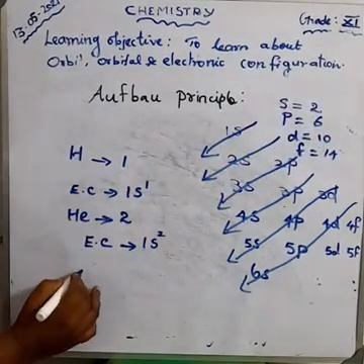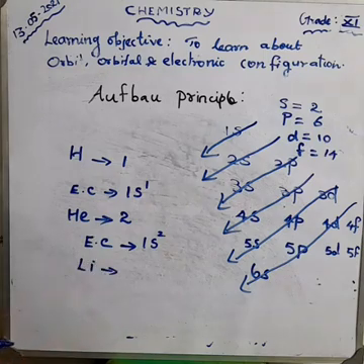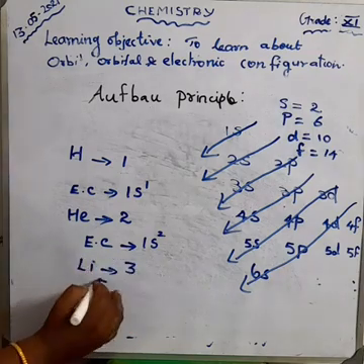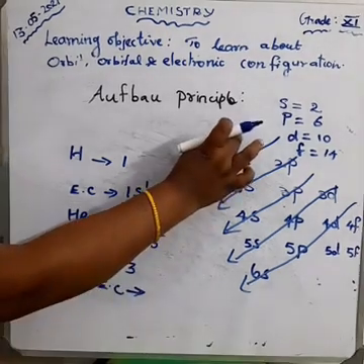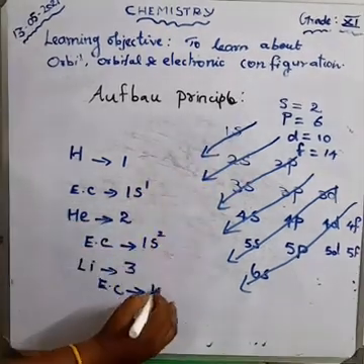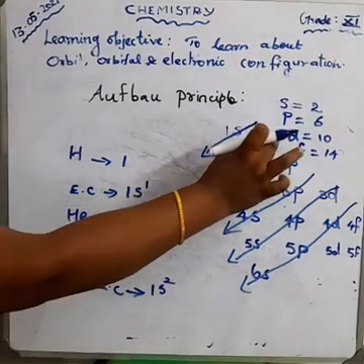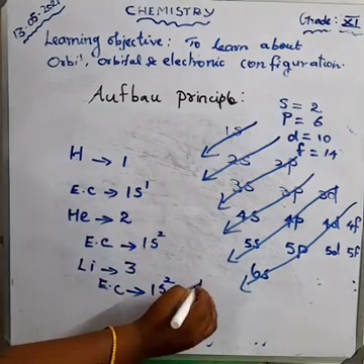And then lithium. How do you write the electronic configuration for lithium? You know the atomic number of lithium is 3. The 1s orbital can occupy 2 electrons, so 1s2 ends here, and we start with 2s1.